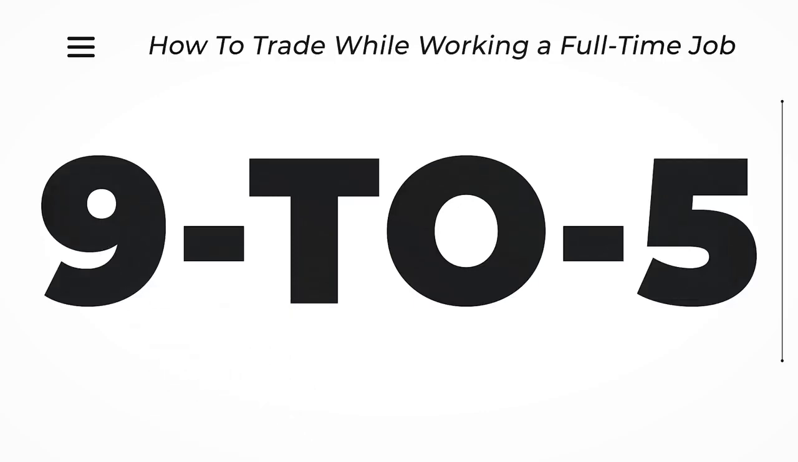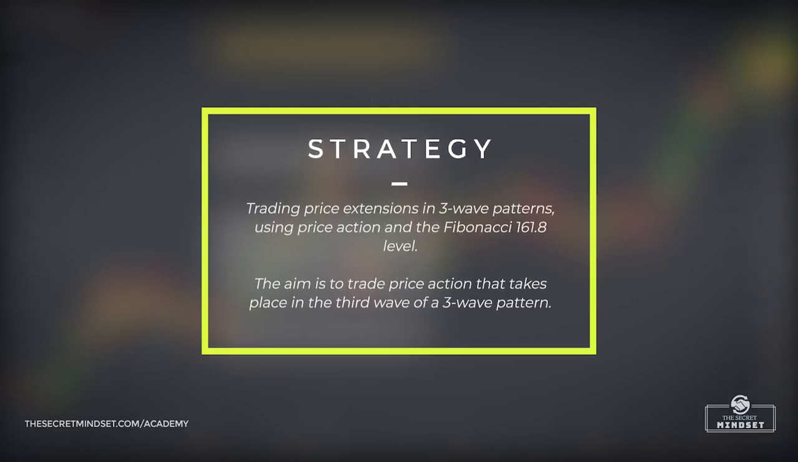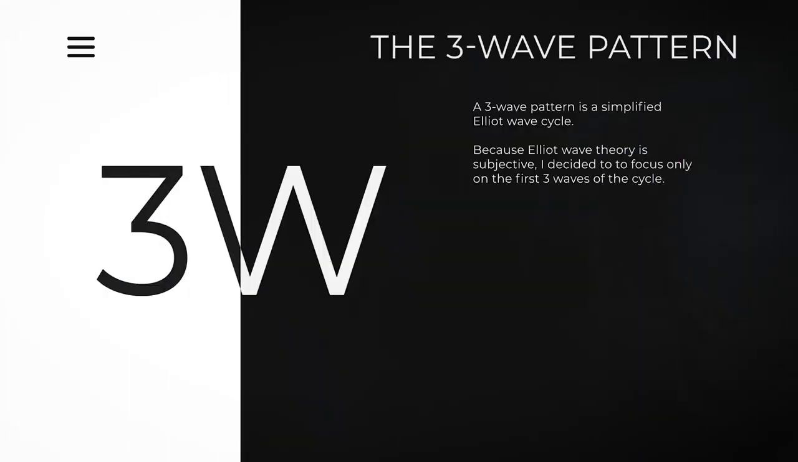So let's get started. The strategy involves trading price extensions in a 3-wave pattern, only using price action and the Fibonacci 161.8 level. Our aim is to trade price action that takes place primarily in the 3rd wave of a 3-wave pattern. A 3-wave pattern is a simplified Elliott wave cycle. If you are familiar with Elliott wave theory, you probably know that trying to trade it in real time is quite difficult, especially for beginners. The major problem is that you cannot really recognize an Elliott wave until it has already passed. So I decided to focus only on the first 3 waves of the cycle, and let me explain how I do this.